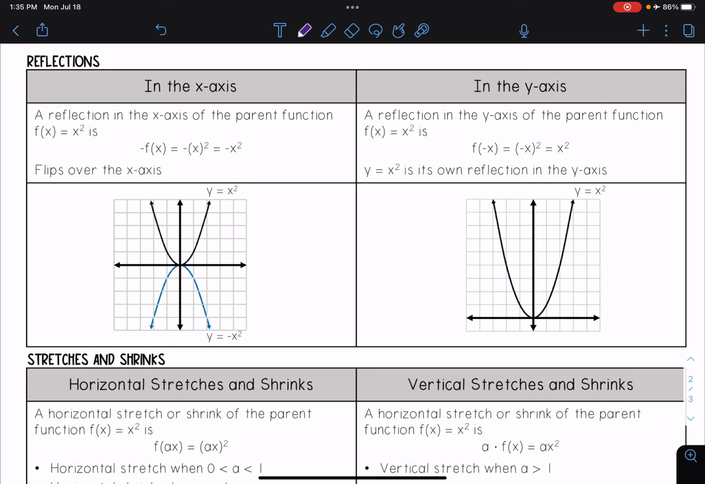So we see here in black is our parent function. In blue is the reflection in the x-axis. It flipped over the x-axis.